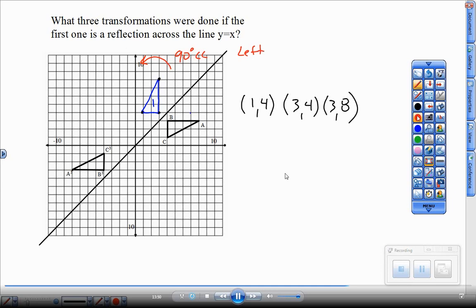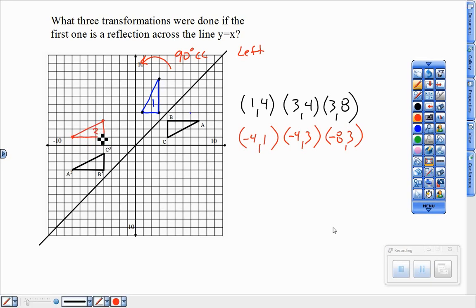I'm taking these points, flipping them, making the left one opposite. Quarter turn to the left. If I was doing a quarter turn to the right, flip them, make the right one opposite, but I'm not, it's a quarter turn to the left. Flip them around, make the left one opposite. So my new triangle after the second transformation, a rotation 90 degrees counterclockwise: negative 4, 1, negative 4, 3, negative 8, 3.